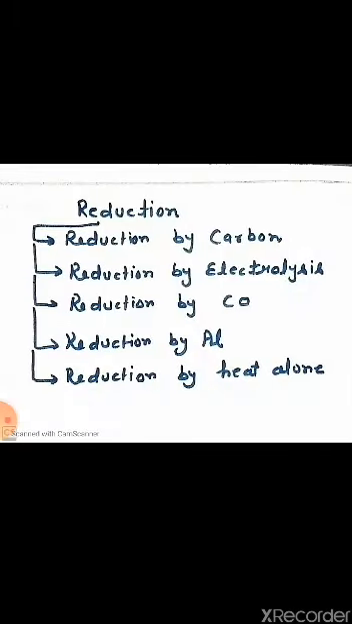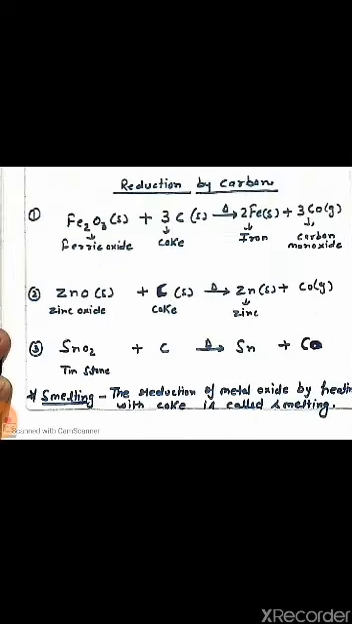So the main parts of reduction are reduction by carbon, reduction by electrolysis, reduction by CO, which means carbon monoxide, reduction by aluminium, and reduction by heat alone. Okay, one by one we will discuss. First we will study reduction by carbon.